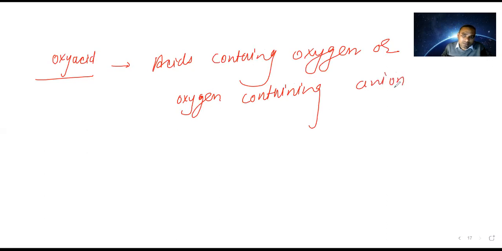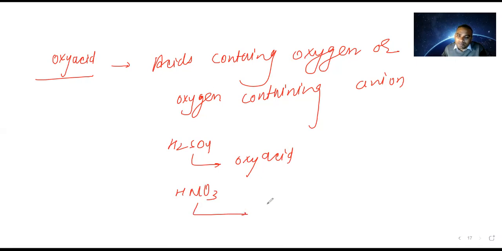Like H2SO4, although it is a diprotic acid, it is also known as an oxy acid. If you are talking about HNO3, a monoprotic acid, this comes under oxy acid because it contains oxygen. If you ionize it, it gives SO4 2 minus, so this anion is oxygen containing.